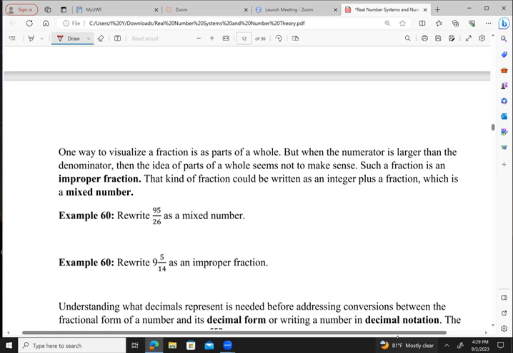Well, how many times does 26 go into 95 evenly? So we do our division, and I get 3.65, and so forth. So now my whole number part is going to be 3. Now, if I take 26 times 3, I get 78. So if I take 78 out of 95, I'm left with 17 over 26.